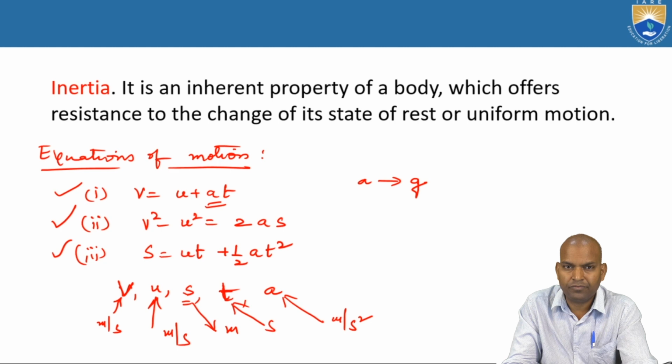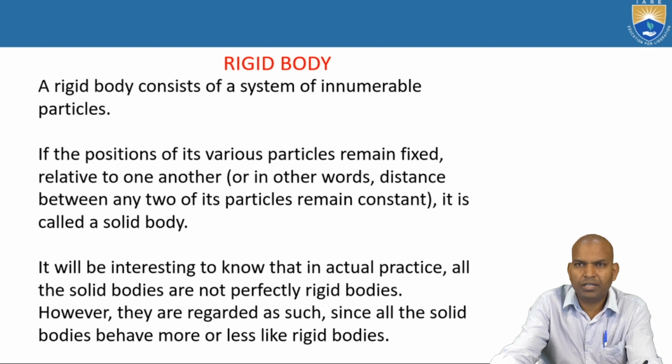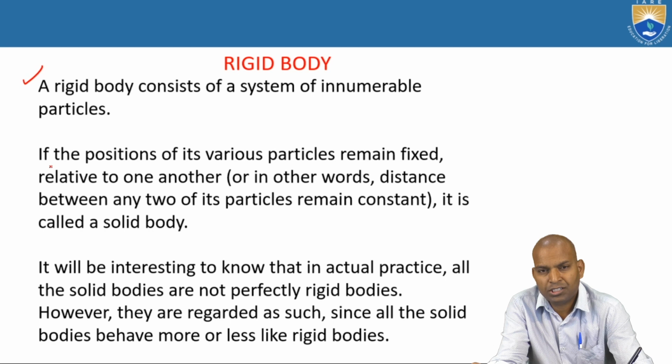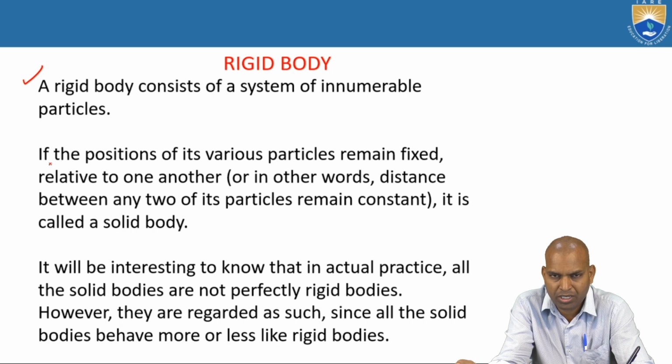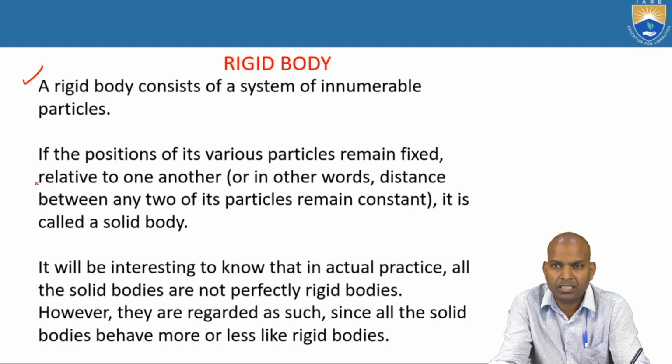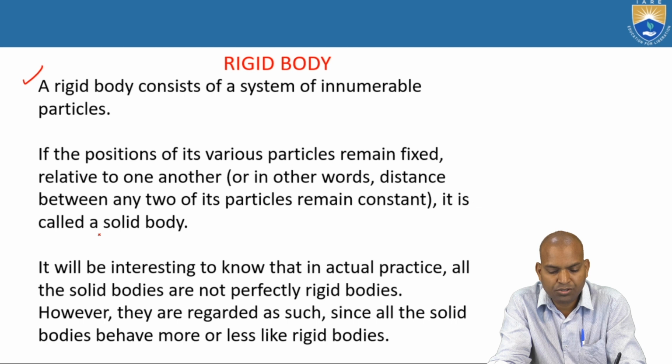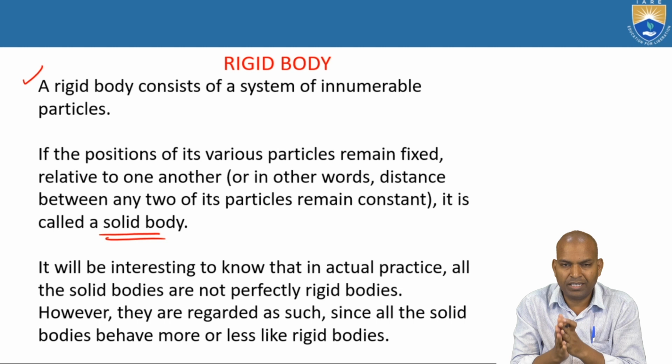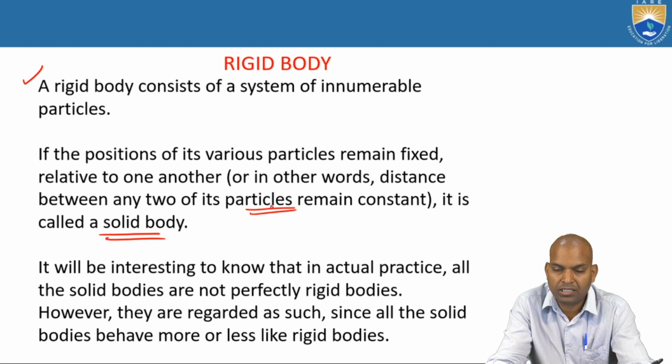What is a rigid body? A rigid body consists of innumerable particles, and the distance between the particles doesn't change when a load is applied on the body. Then it is known as a rigid body. One more thing we are going to study: if the positions of the various particles remain fixed relative to one another, or in other words, the distance between any two of its particles remains constant, it is called a solid body.